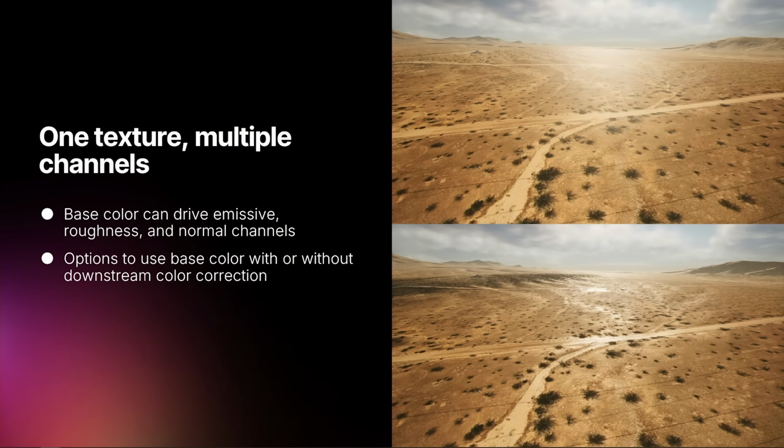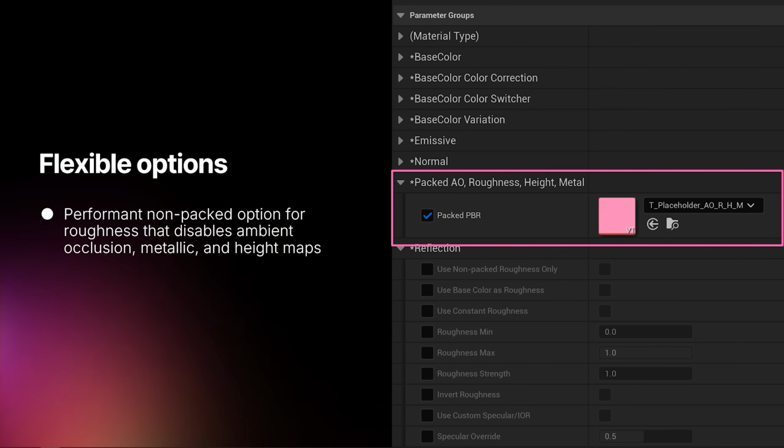And this also includes options for downstream color correction too. So for instance, if you needed to change the contrast of your aerial, it's going to allow you, if you want to use that same version to plug into roughness. So this is part of our flexible options.